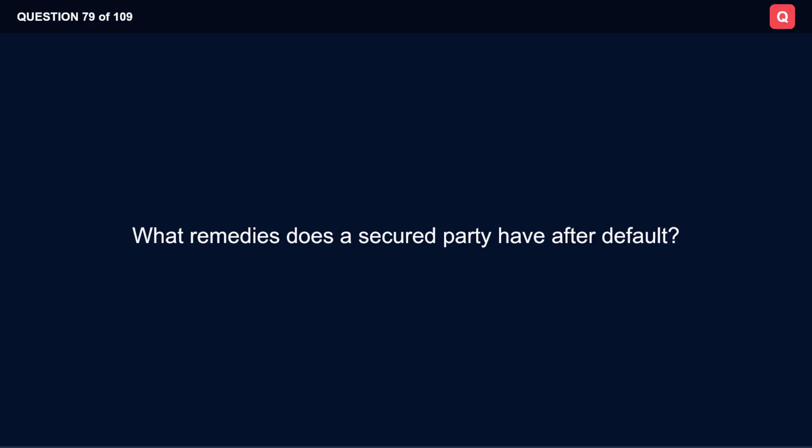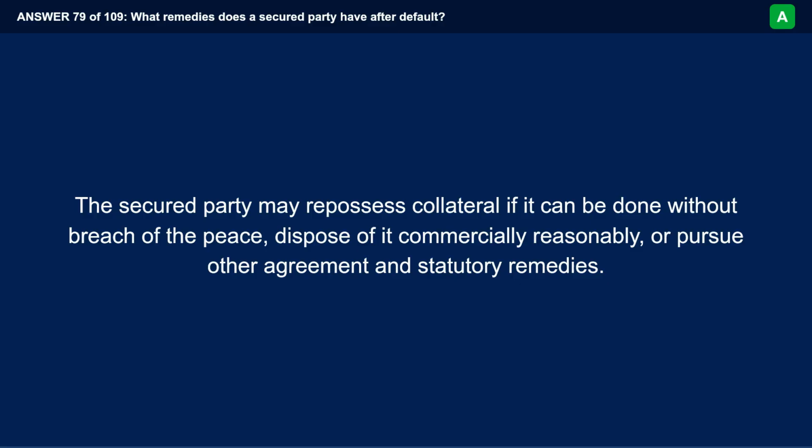What remedies does a secured party have after default? The secured party may repossess collateral if it can be done without breach of the peace, dispose of it commercially reasonably, or pursue other agreement and statutory remedies.